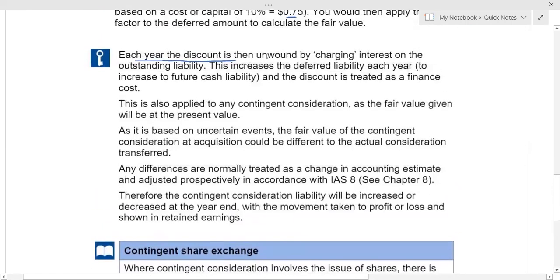Each year, the discount is unwound by charging interest on the outstanding liability. I'll explain each and everything.